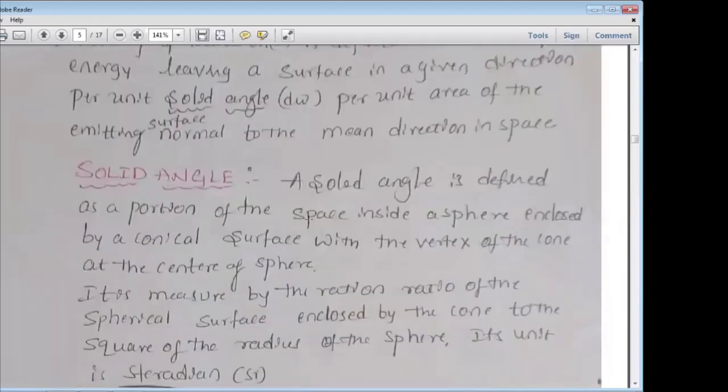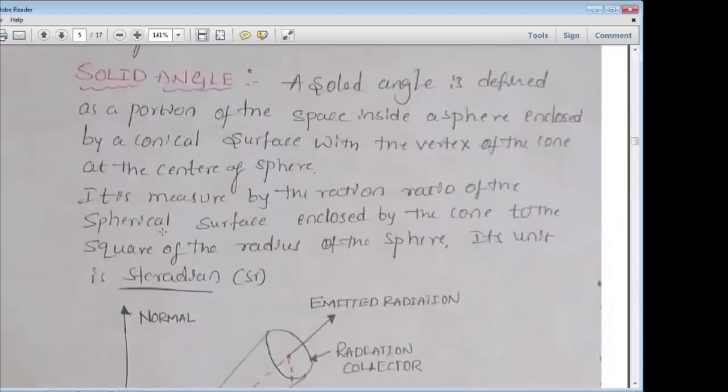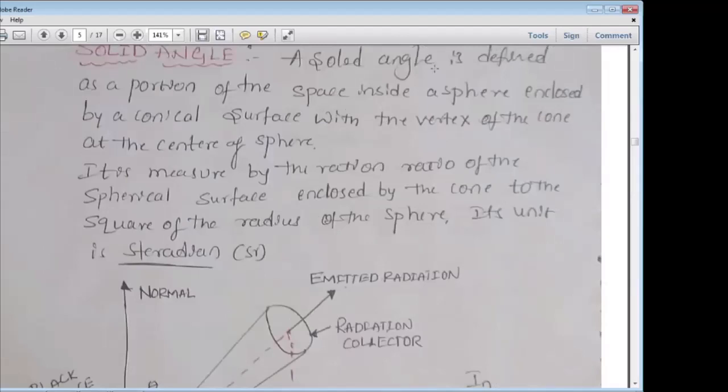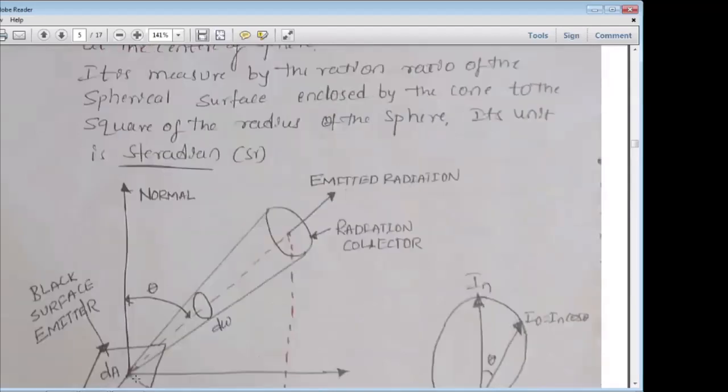Solid angle is defined as a portion of the space inside the sphere. This is called the sphere, and this is called the cone. The solid angle is the portion of the space inside the sphere enclosed by the conical surface. This is a conical surface, correct?